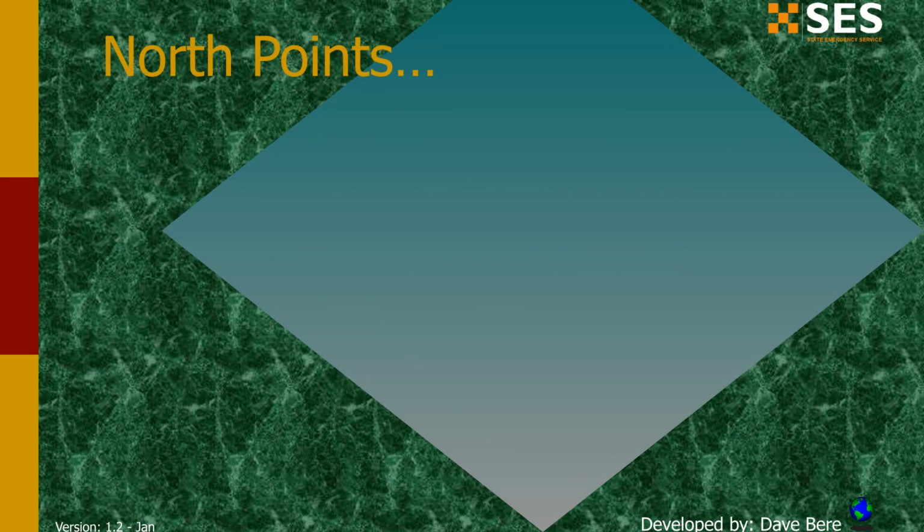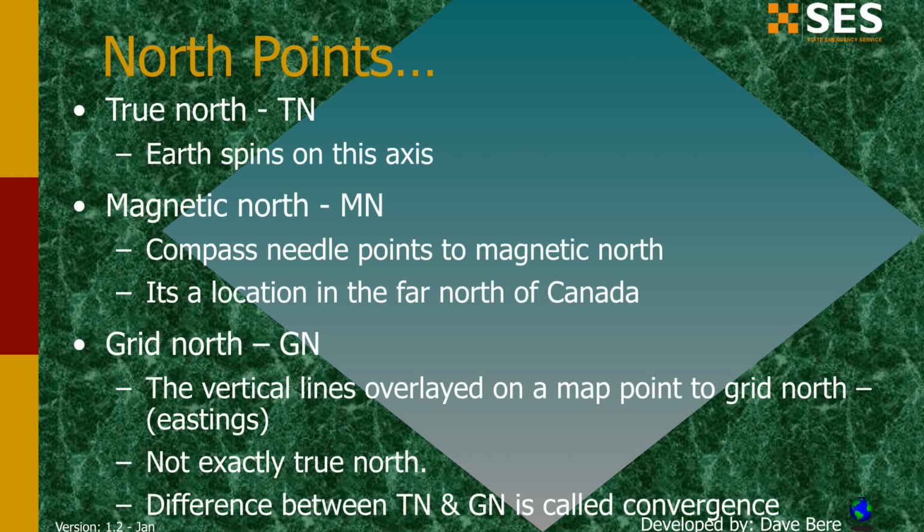There are 3 types of north: true north, magnetic north, and grid north. True north is the Earth's rotational axis. Magnetic north is where a compass needle points, which is a location in far northern Canada. Grid north is the vertical lines on a map.